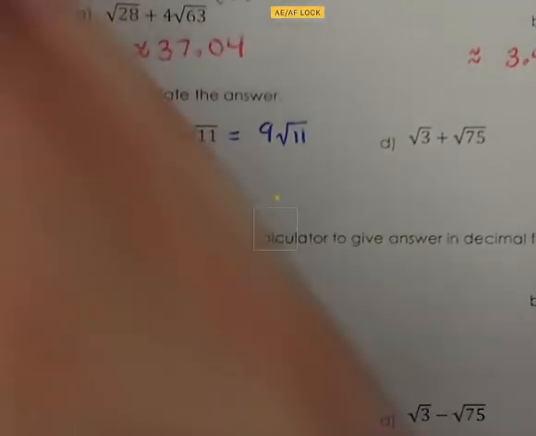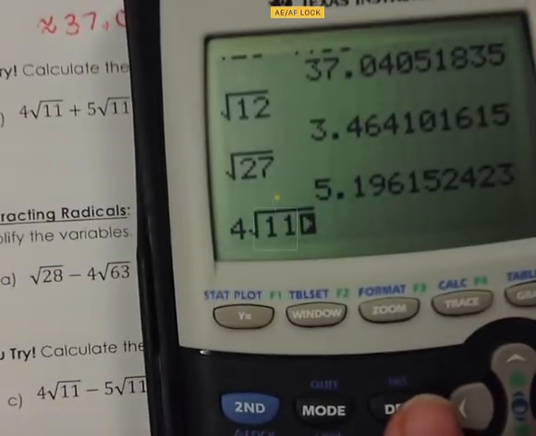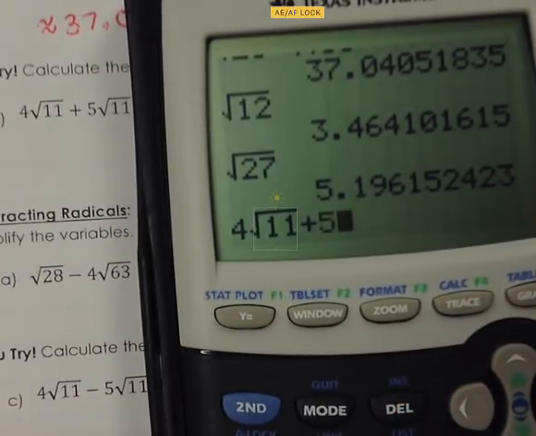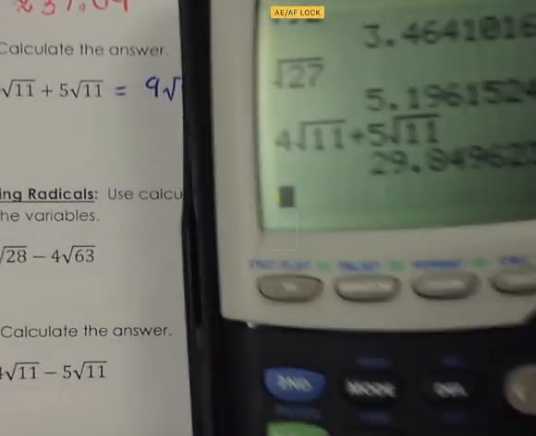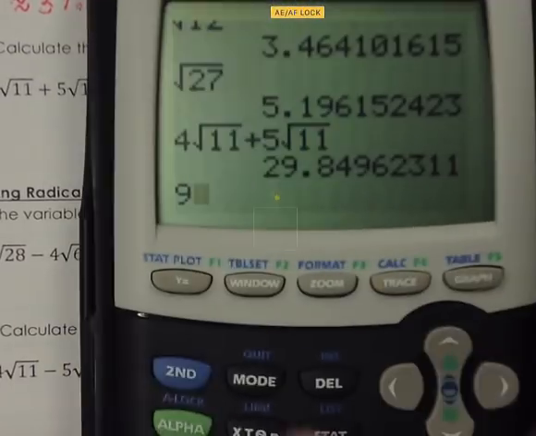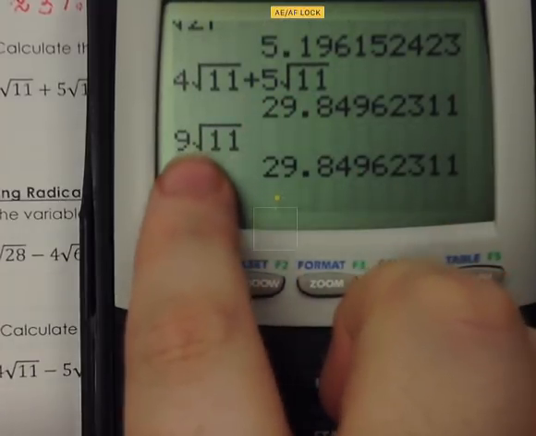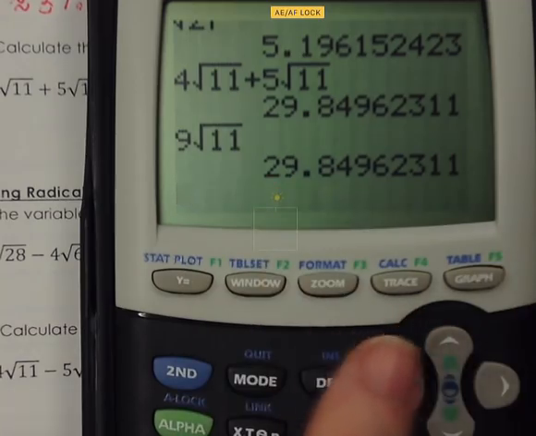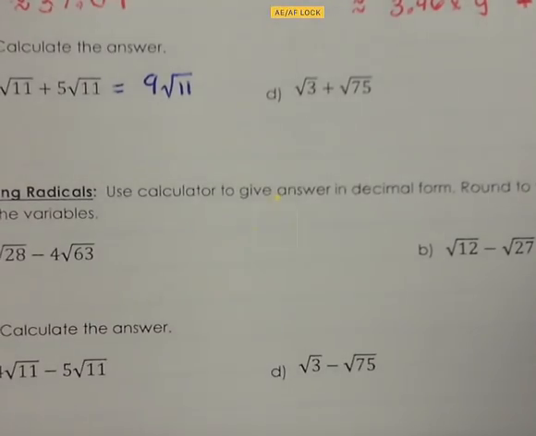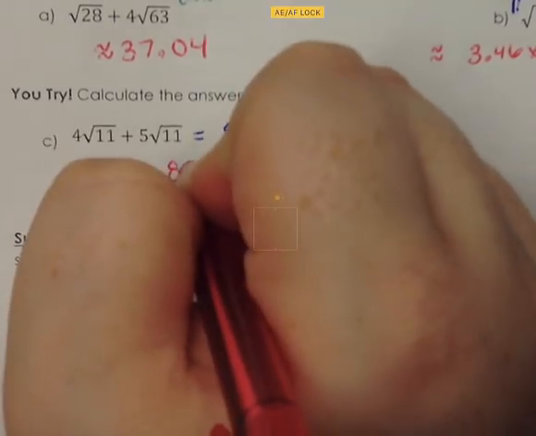However, you can still just put it straight in your calculator. So we have 4 square root of 11. Make sure you get out of that radical, plus 5 square root of 11. Get out of that radical. Press enter. So I get 29 and 85 hundredths. And if I had done 9 square root of 11, I actually get the same value. That tells me that that was actually simplified like it should have been. So the answer is approximately 29 and 85 hundredths.